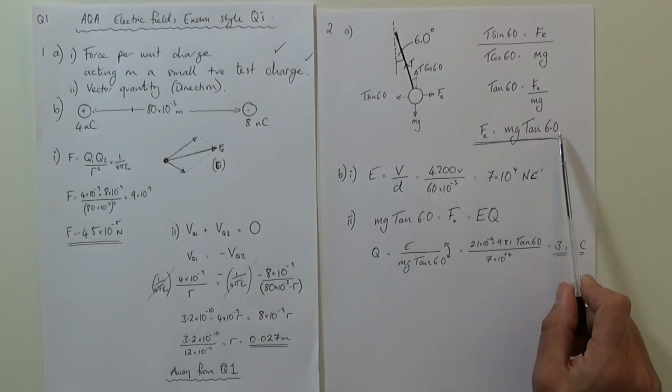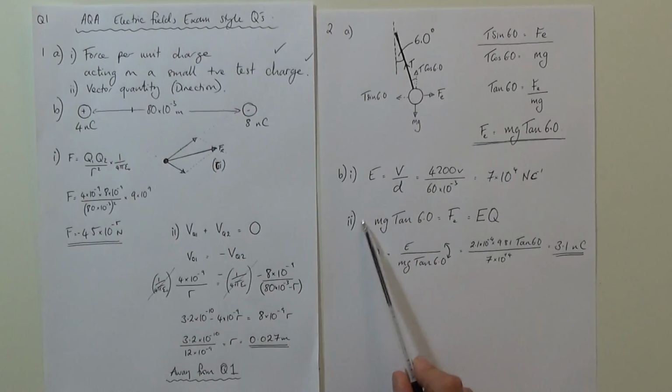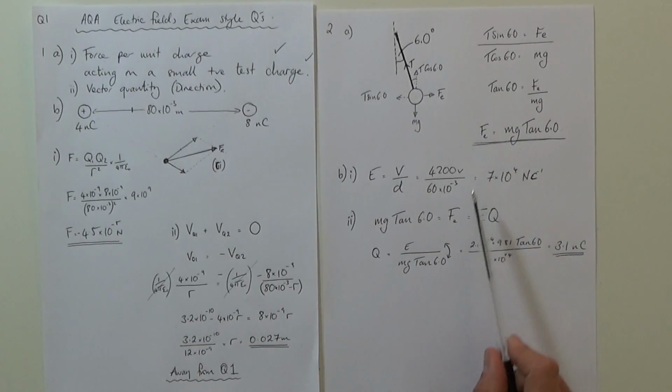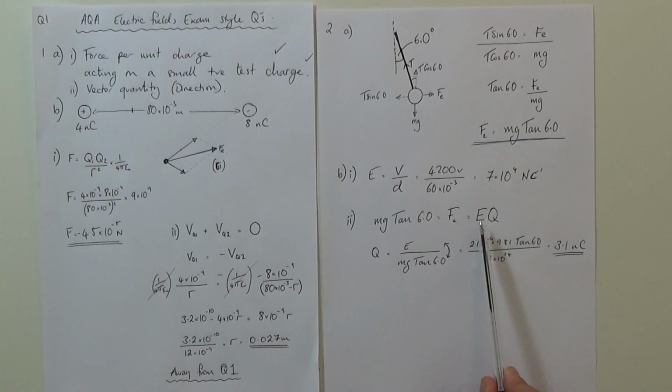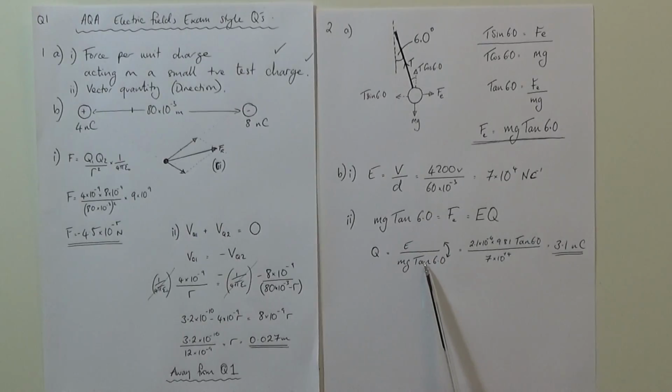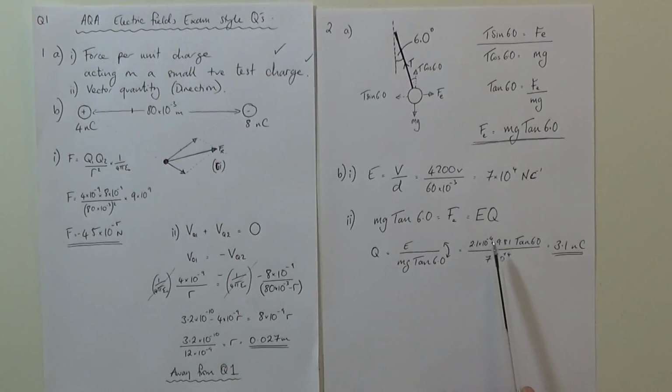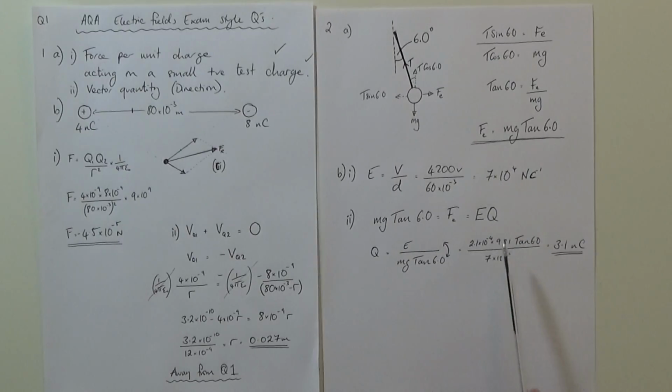So we know from up here that this term basically gives us the force, and that the force, of course, is equal to the electric field times the charge on the sphere itself. So basically, I put this in the wrong way around, but Q is going to be equal to mg tan 6.0 divided by E. And if you put in your values, it gives you the mass of the ball, which is 2.1 times 10 to the minus 4, times gravity, times tan 6.0, divided by the field strength we found up here. And that comes out to 3.1 nanocoulombs. Alright, so that is question 1 and 2.